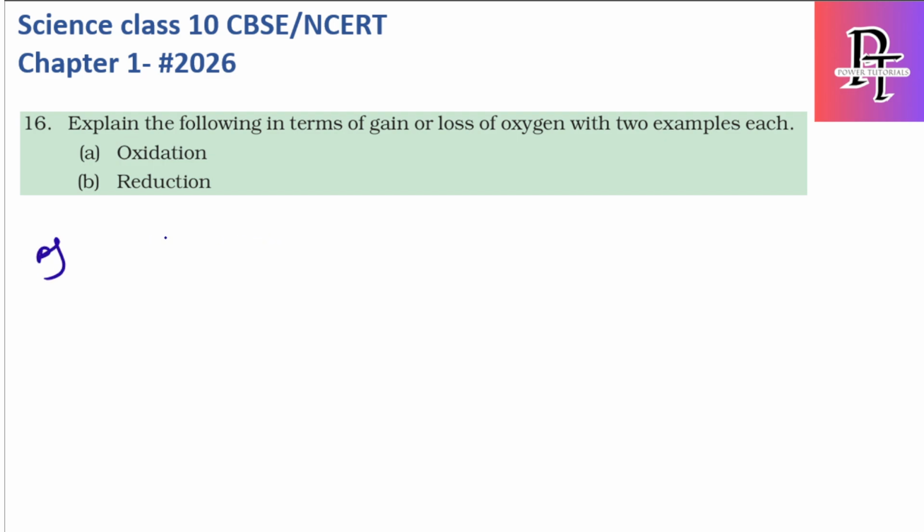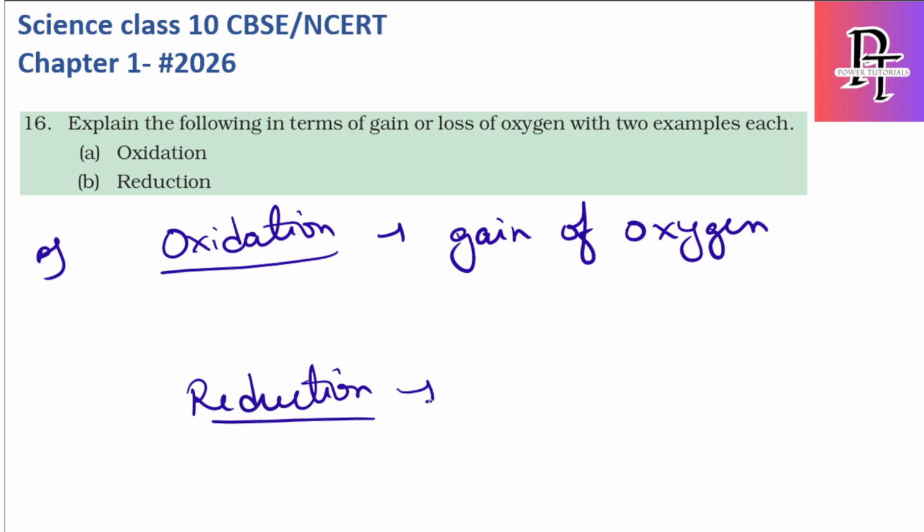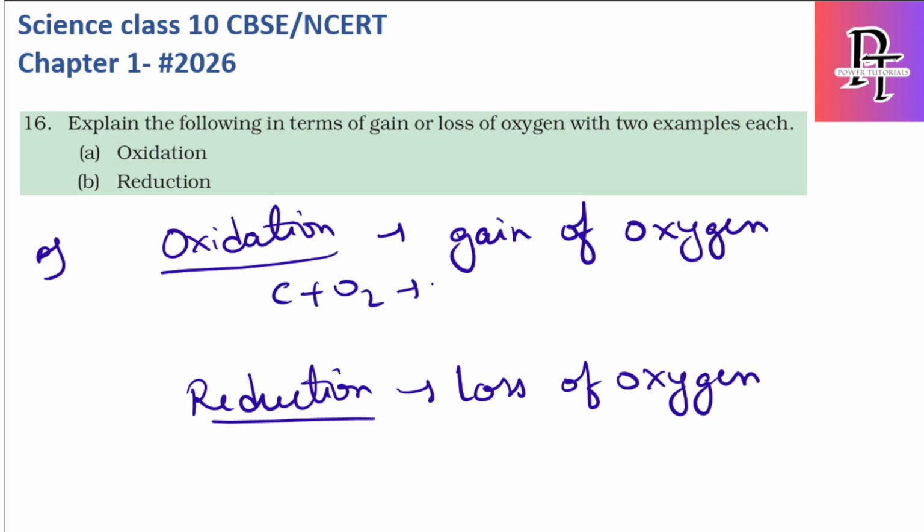Loss or gain of oxygen, they are asking. Okay, so oxidation is gain of oxygen, whereas reduction is loss of oxygen. For these examples we can simply use any metal with oxygen gives rise to metal oxide.